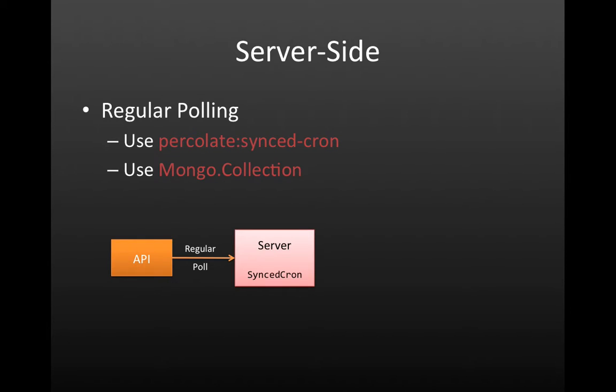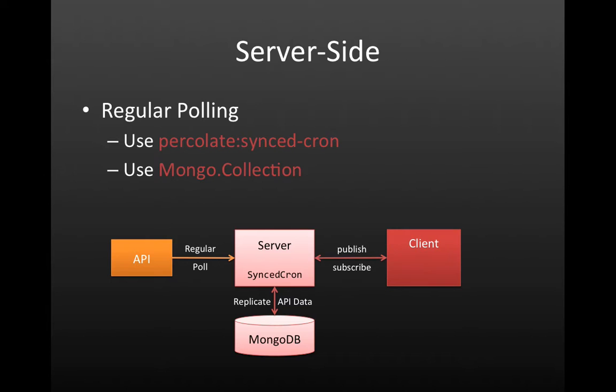So basically, you have a sync job on the server side which polls on a specified interval. The documentation for that package is actually very good, and it's relatively easy to use. You can specify the polling interval, like every 2 hours, every 12 hours, every 24 hours, whatever your use case requires. And then you replicate that API data into a Mongo collection basically by overwriting it every single time. And then the client can just subscribe to the published content.